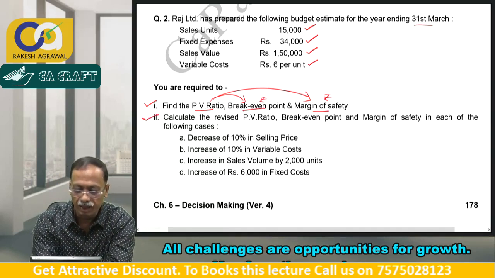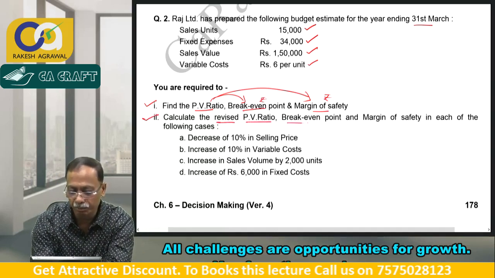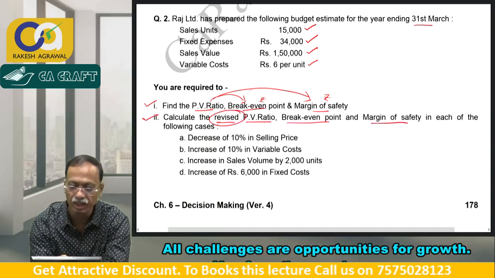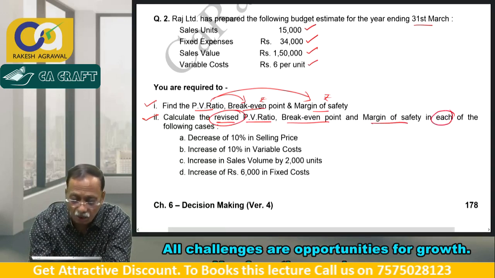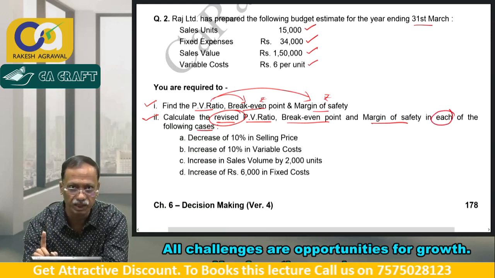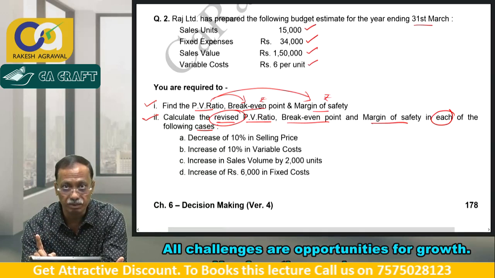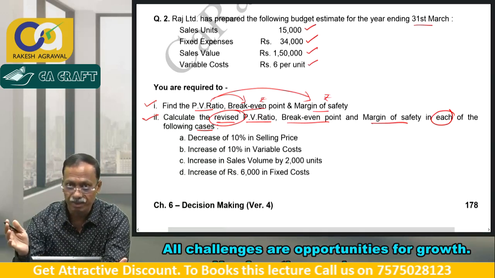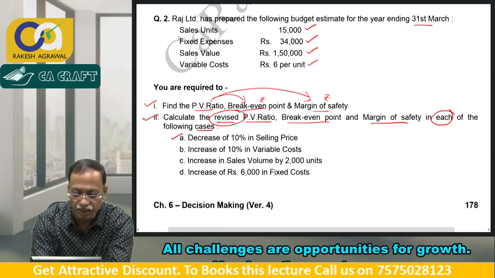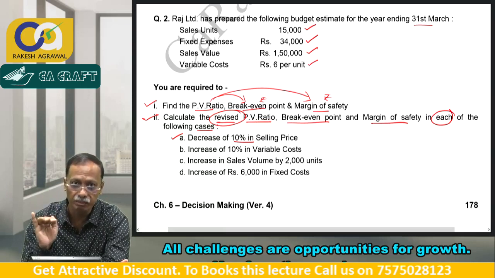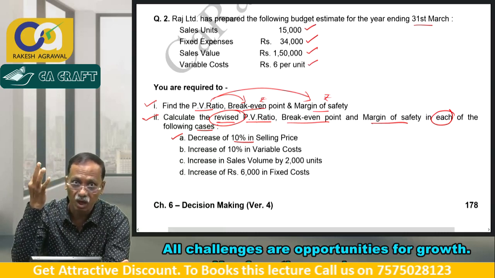Now see the second part, calculate revised PV ratio, break even point and margin of safety in each of the following cases. There are 4 cases given below. Each is treated independently. Please remember, each case you will treat separately. Like case number 1, decrease of 10% in sales price. It means we will make only one change. We will decrease the sales price by 10%, and we will see the impact on 3 things: how PV ratio changes, BP changes, margin of safety changes.